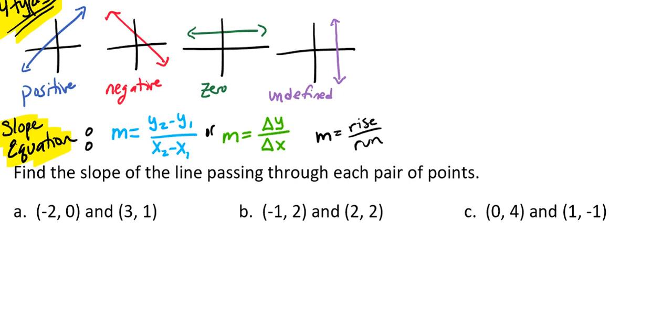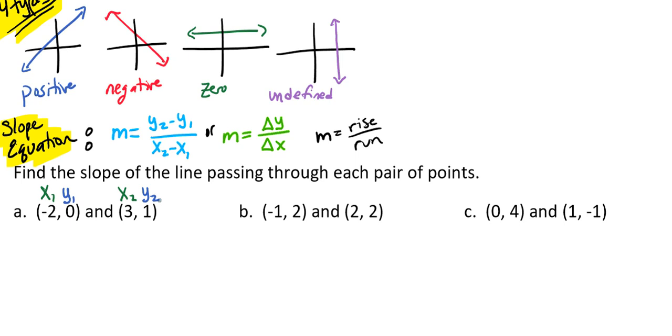So in our first example, we have the points -2, 0 and 3, 1. So what we're going to do first is we're going to label our x's. This is going to be our x1, and this is going to be our x2. And they're x's because they're in the x position of our coordinates. And then we're going to have our y1 and our y2. I'm labeling it 1 and 2 because the y1 is the first y I see, and the y2 is the second y that I see.